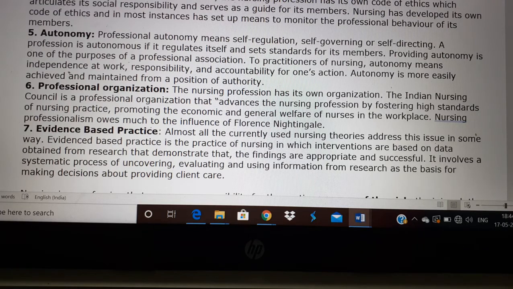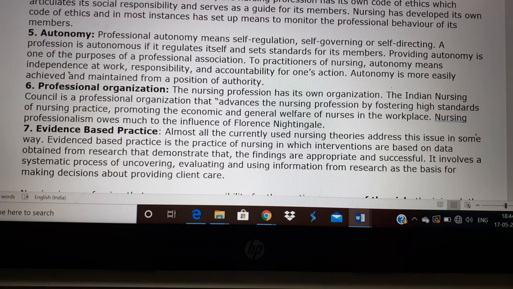And most of the professionalism started with Florence Nightingale, and based on her improvement of the profession, in later years each government in the world set up its own rules and regulations for the nursing profession.